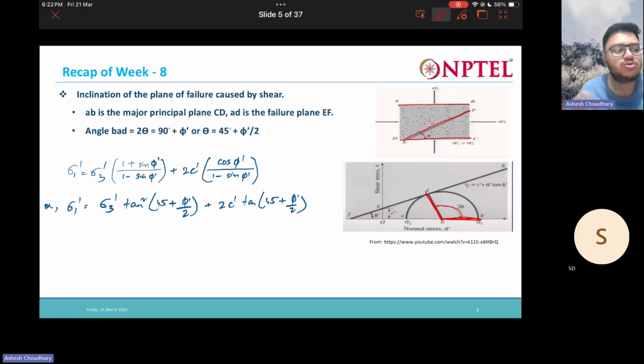If we use the rules of geometry and trigonometry, you can derive that angle twice theta is nothing but 90 plus phi prime, or theta is nothing but 45 plus phi by 2. So the inclination of the failure plane is nothing but 45 plus phi by 2 degrees.